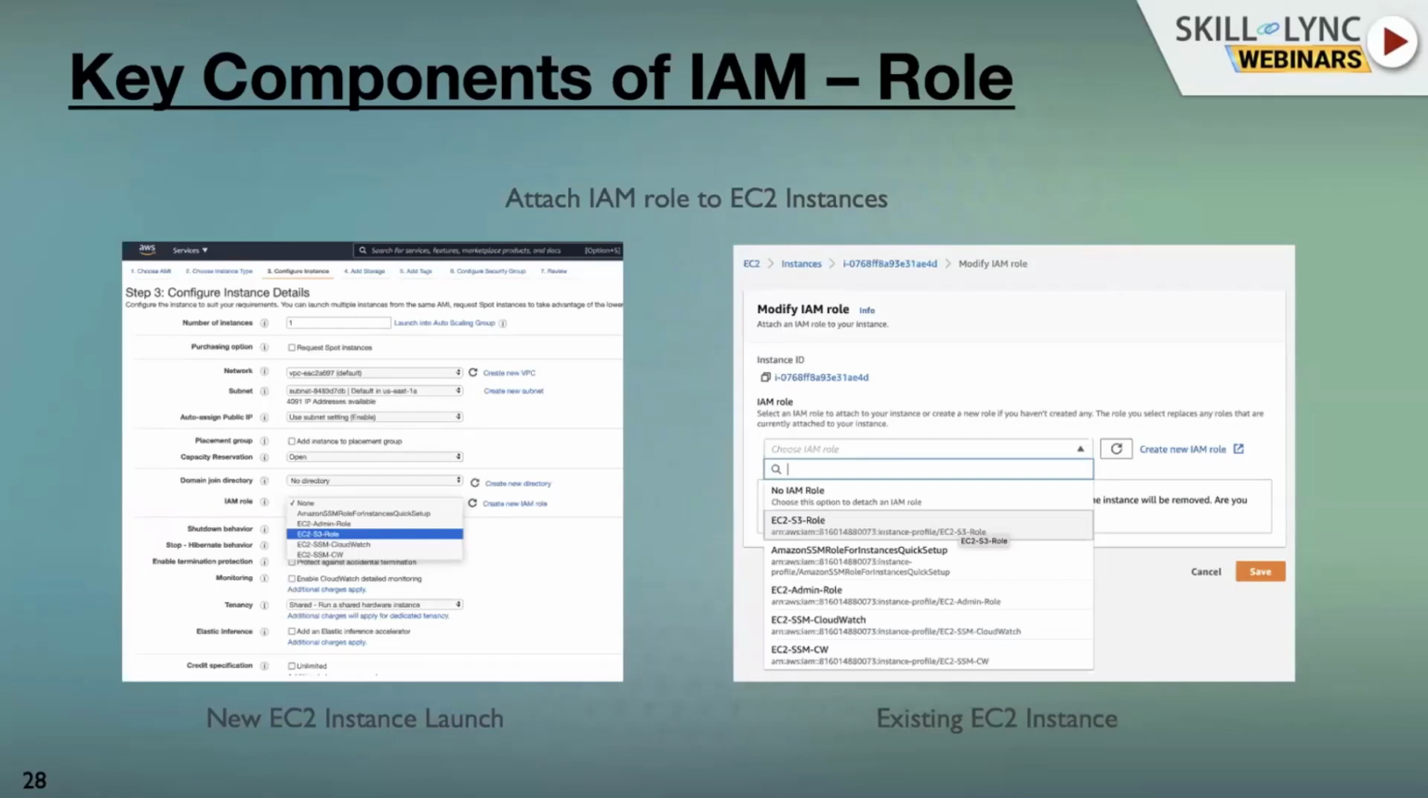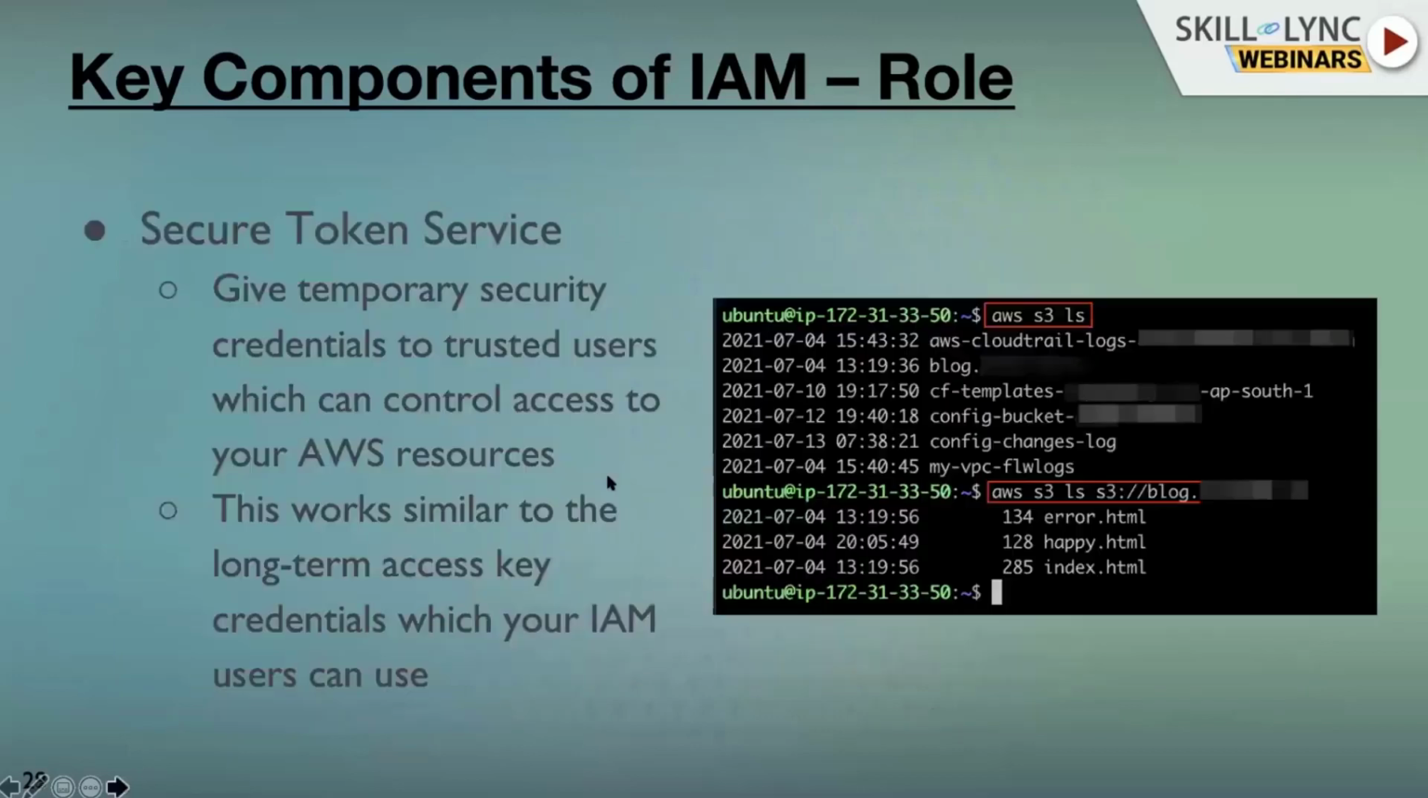Even in that scenario, to existing EC2 machines that have no roles attached, we can attach one as well. All we have to do is go to the instance and click on modify IAM role and attach. So here we can see our role, EC2-S3-role. This is attached. So now let's see how we access it.